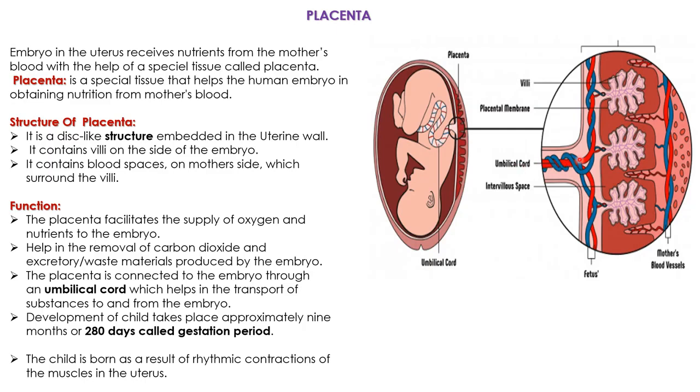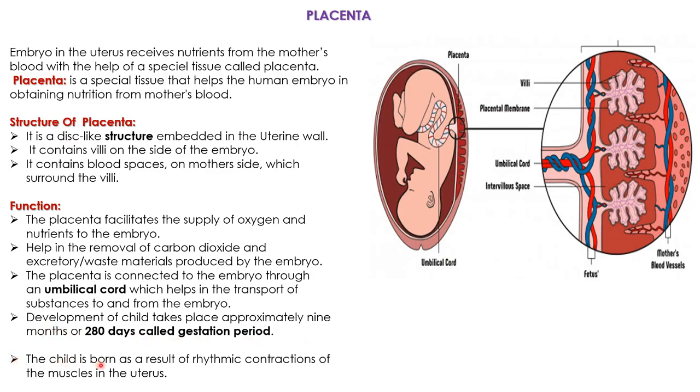You can see this is an umbilical cord where the transfer of substances takes place from embryo to mother and from mother to embryo. Now the development. The total development of the child is completed in 280 days, or you can say 9 months and 9 days. This period is known as the gestation period. So development of a child takes approximately 9 months and 9 days, or roughly 280 days, called the gestation period.